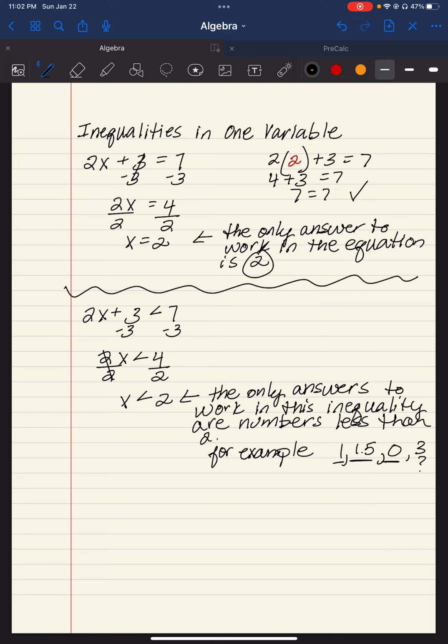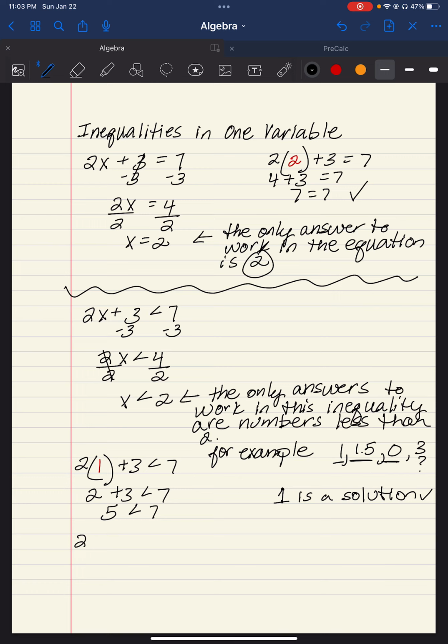When we plug them in, let's rewrite 2 times, in this case, 1 plus 3. Is that going to be less than 7? Well, 2 times 1 is 2 plus 3. 2 plus 3 is 5. So 5 is less than 7. So that means 1 is a solution to the inequality. We just proved it because when we plugged 1 in, we got 5, which was less than 7.